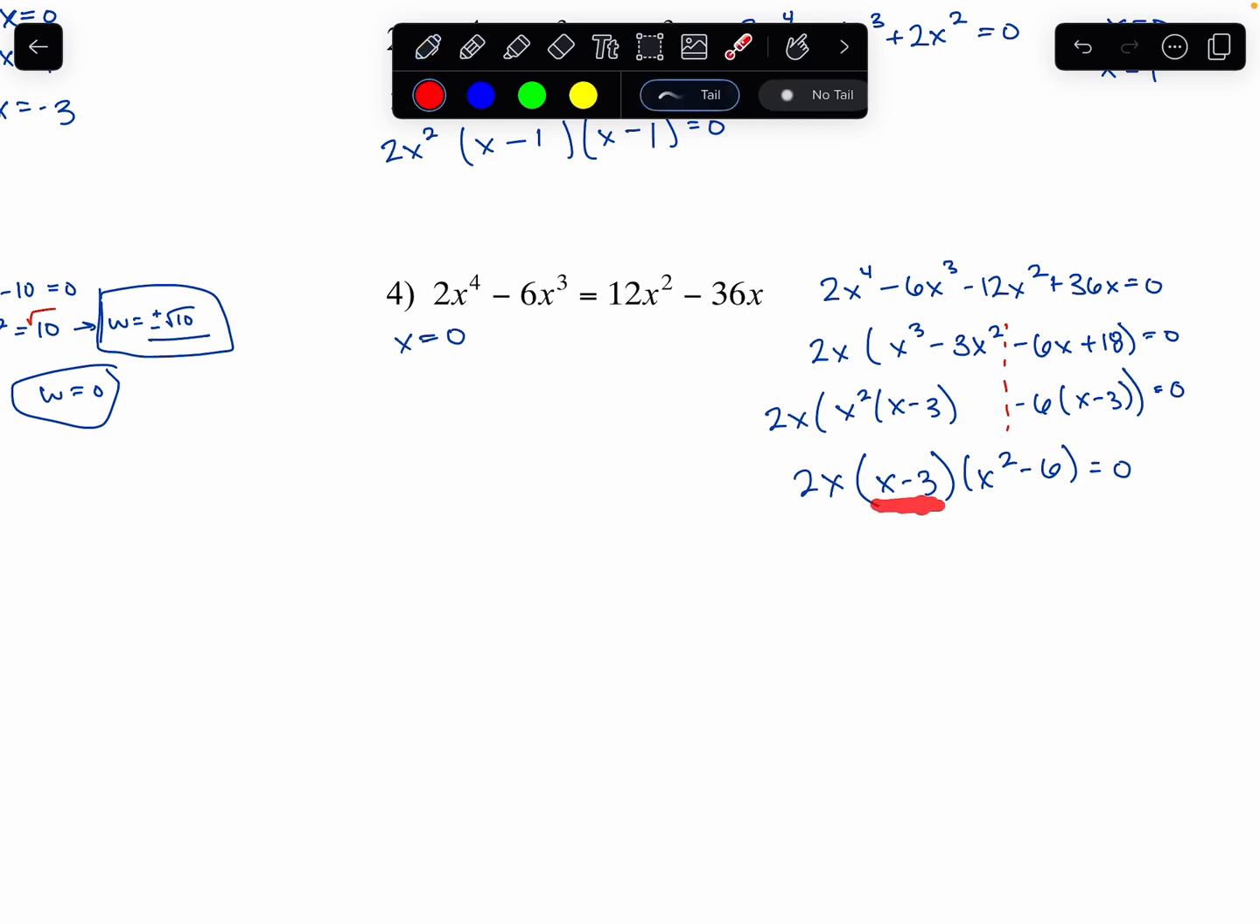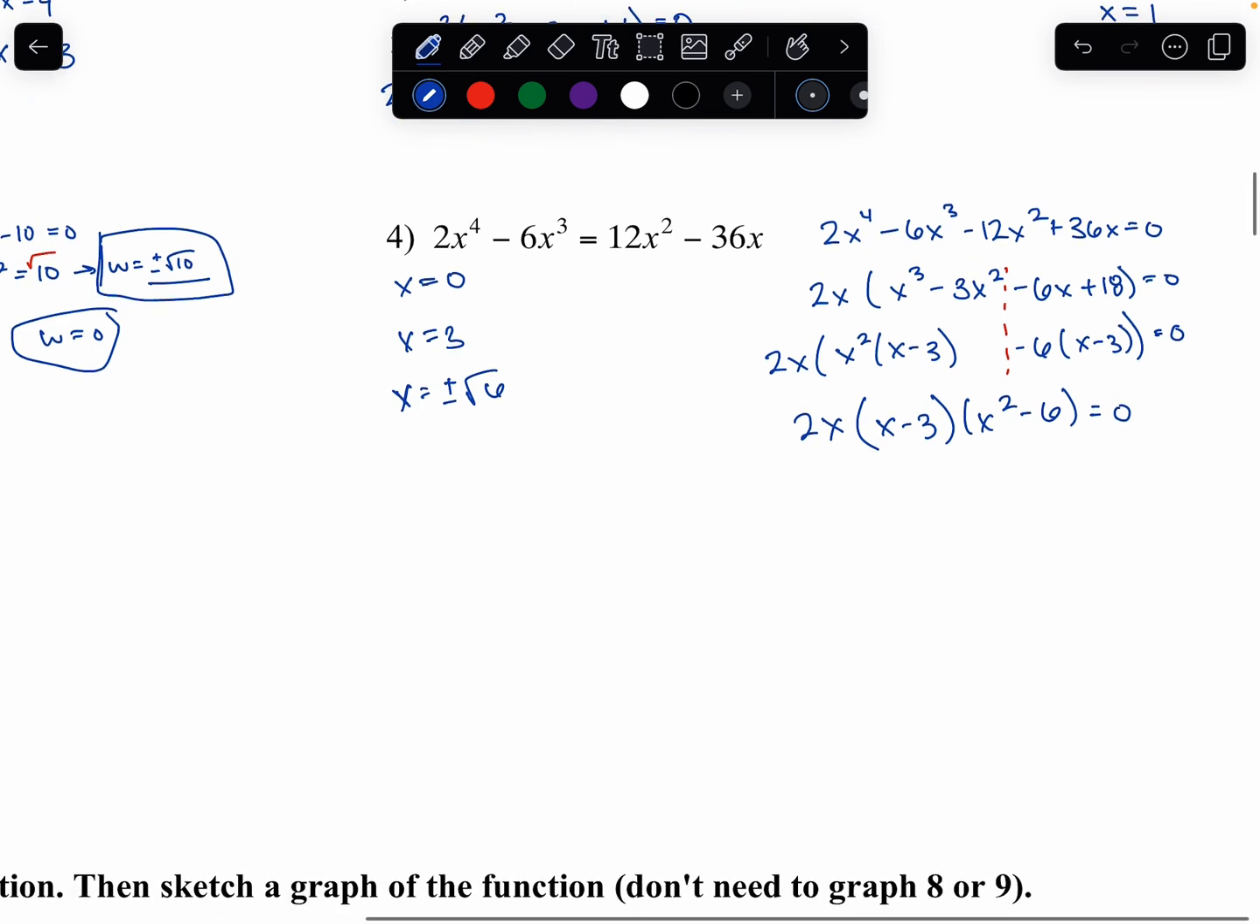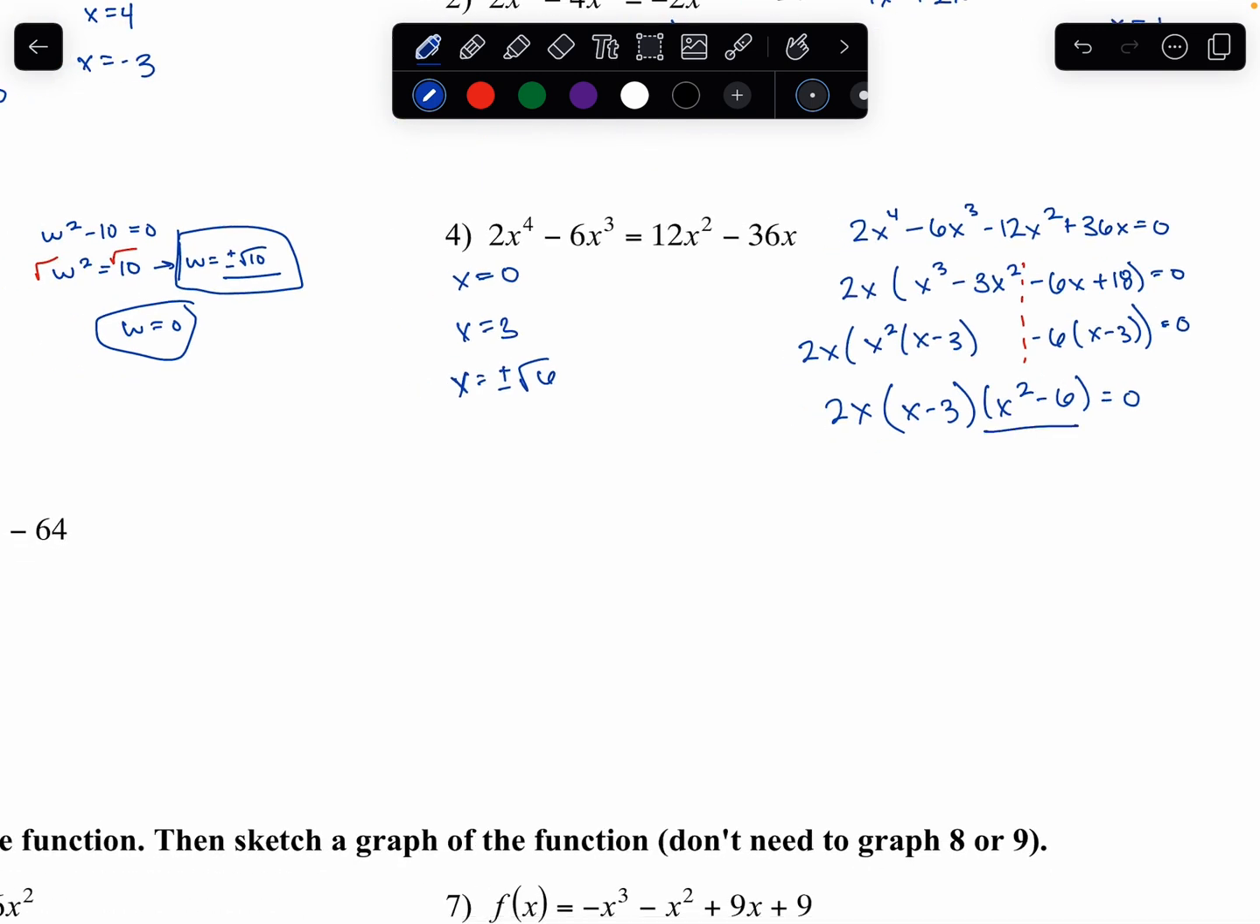Let's say for this factor right here, x would have to be equal to 3 in order to get a solution. And then here, x would have to be equal to plus or minus the square root of 6. If that's not as easy to tell, just take this right here. We'll say x squared minus 6 equals 0. X squared is equal to positive 6, and I take the square root of both sides. I get x is equal to plus or minus the square root of 6.